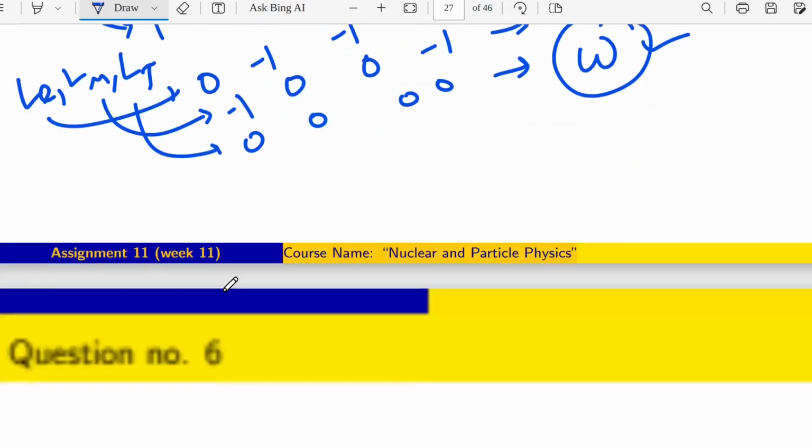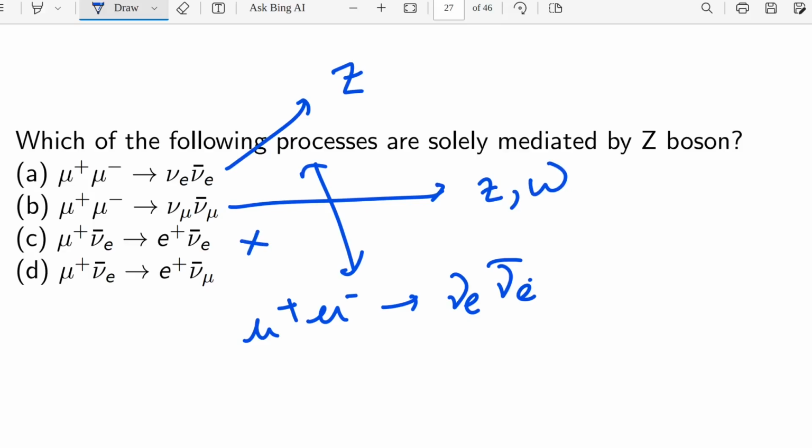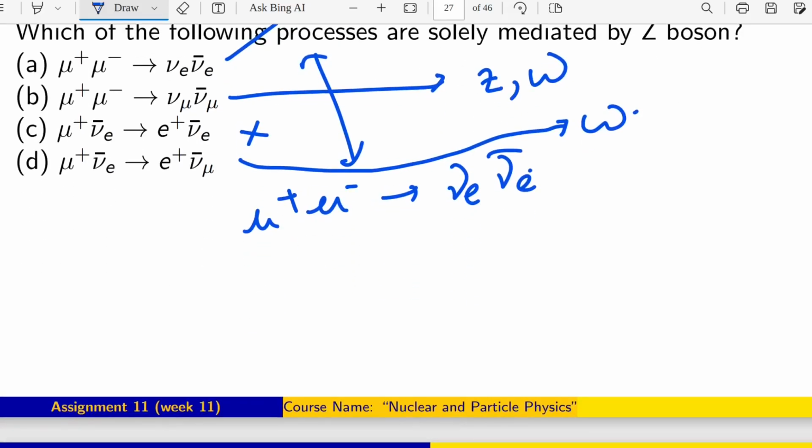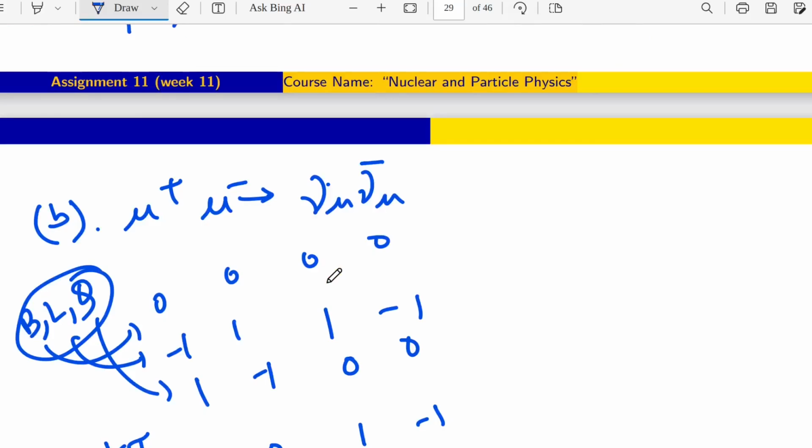Now as we said, among these four processes, the first one is solely mediated by Z, the second one is mediated by Z as well as W, the third one is not even allowed, and the fourth one is mediated by W. So whatever the question asks, which one will be solely mediated by the Z boson, the correct answer will be A. Okay. So this is, I think, question number 6. Now come to the next question.